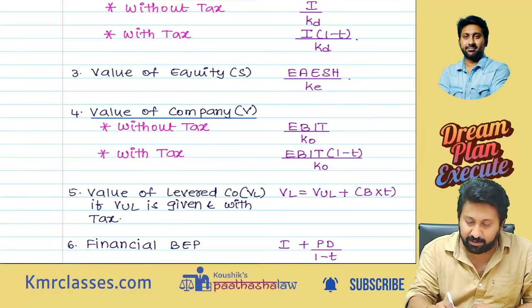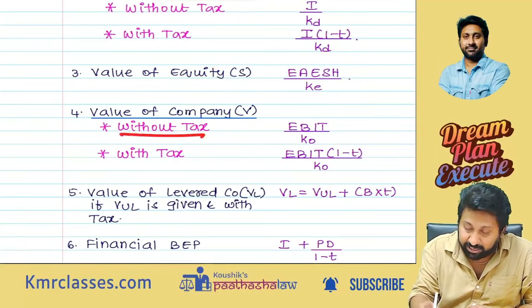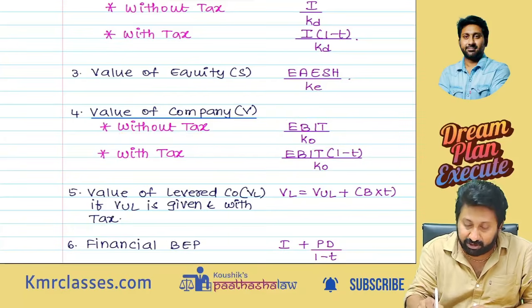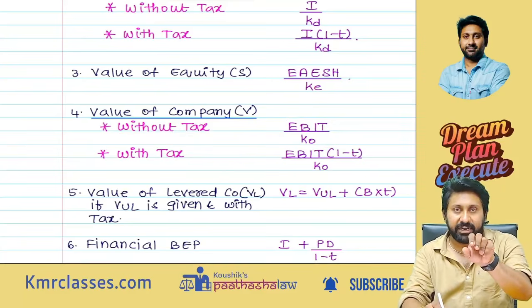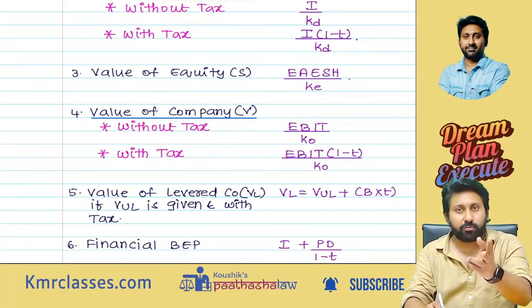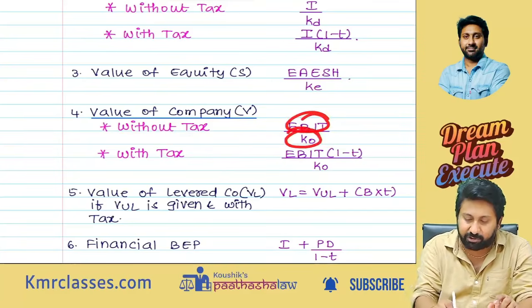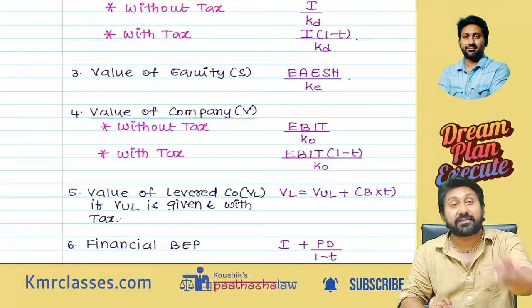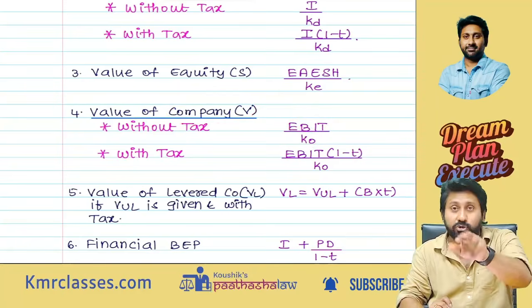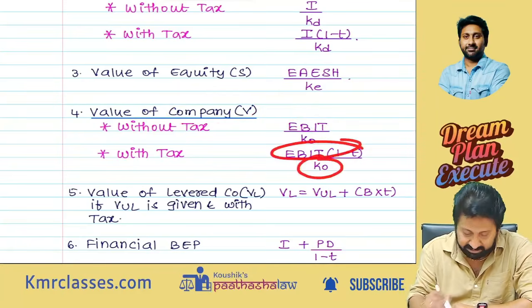Value of company without tax, EBIT by KO. Because the company belongs to two people, equity and debt. EBIT belongs to both. EBIT by KO is the value of the entire company. If tax is there, in that EBIT, tax will be taken by government. Balance belongs to both of them. So EBIT into 1 minus T by KO.